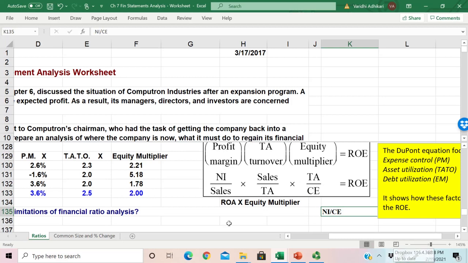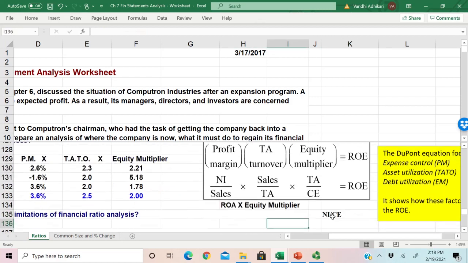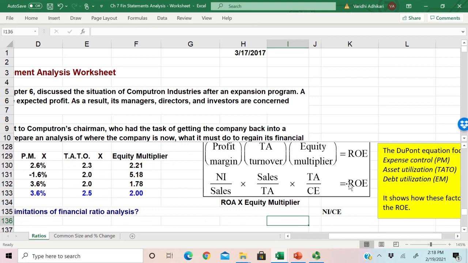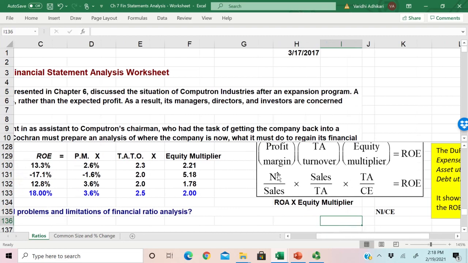But what is the point of breaking it down? It tells you that in order to increase ROE, you want to increase each of these ratios. So in order to increase ROE, you have to increase this ratio. And what does this ratio tell you? Generate as much sales as possible given your total assets.